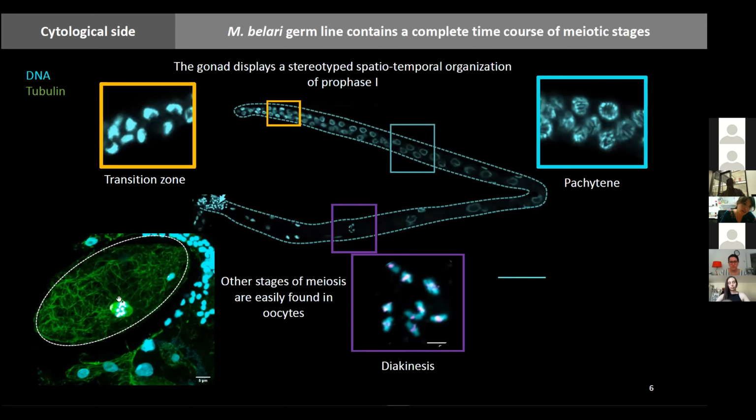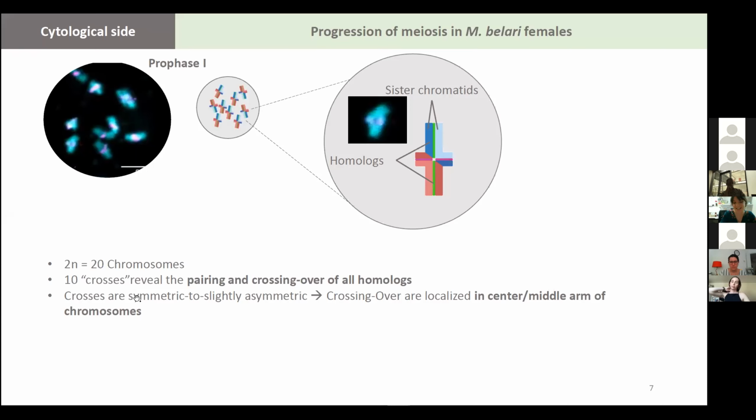And as you can see, the 2 chromosomes here are in metaphase 1. So what is happening during the meiosis for gynogenetic oocytes? In Mesorhabditis belari, there are 20 chromosomes. And if you take a look at this image, you will see 10 little units. This means that all chromosomes are pairs.